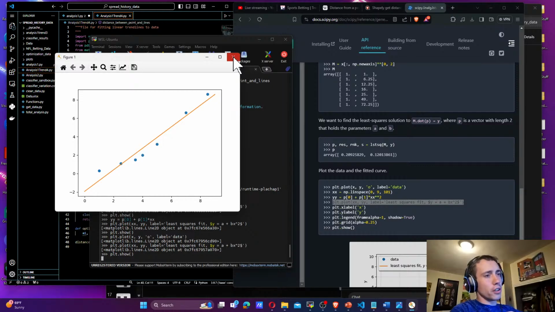Okay. So how do we fit two linear lines though? That's where it gets complicated. That's why I want to do my own thing. I just want to do the least squares. Ugh.